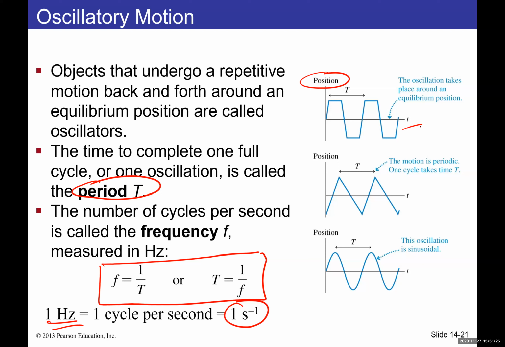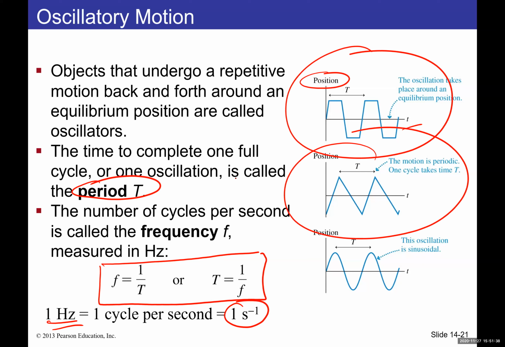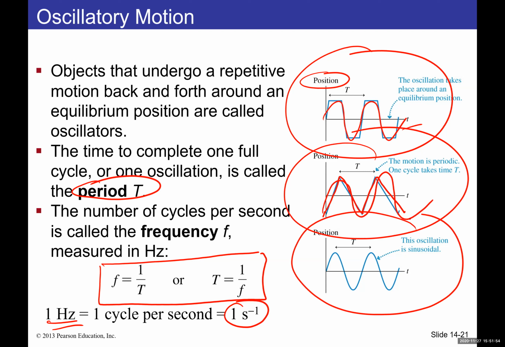So periodic means the shape is always going to repeat itself. It can be something like this, right? So the oscillation takes place around an equilibrium position, or something like that. And again, it's also periodic, right? Because you start from here, go, come back, go, come back, and so on and so forth. Or it can be a very nice sinusoidal graph like that. So as oscillation, you can model all of them, under the right conditions, to be sinusoidal, where the period represents the time from one cycle to another.